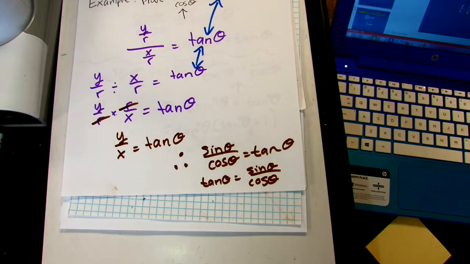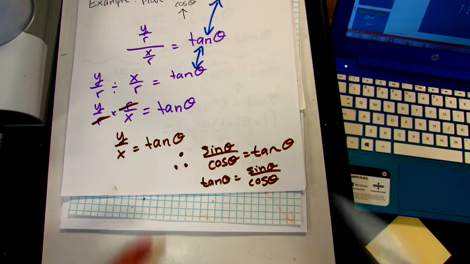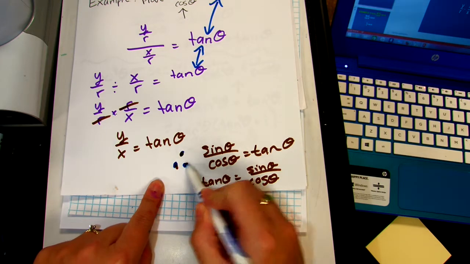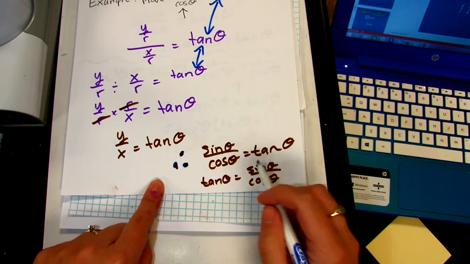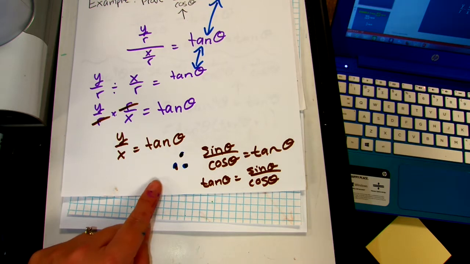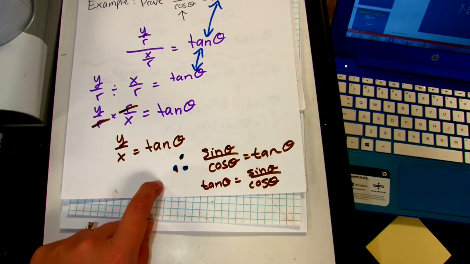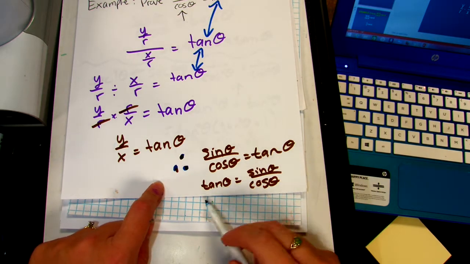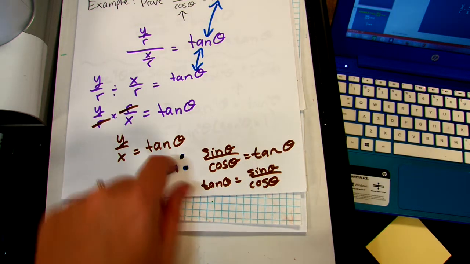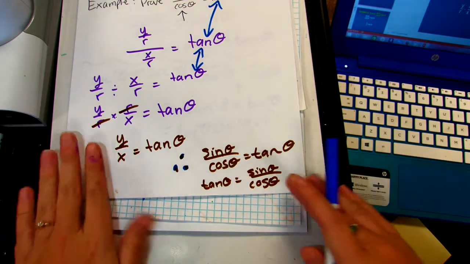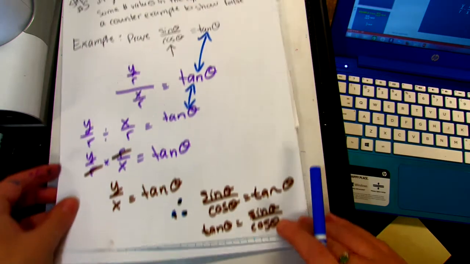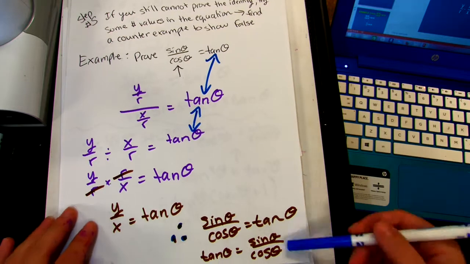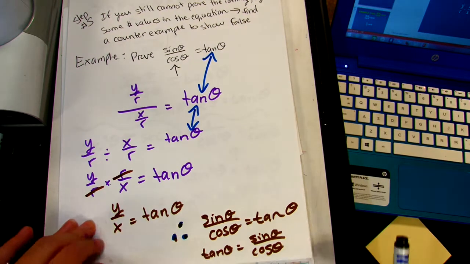Well, I know that the basic definition of tangent is y over x. So therefore, remember these three little dots mean therefore, sine over cosine is equal to tangent. And because I have proven it, I can now use the equality property and say this is reflexive. If sine over cosine is tangent, then tangent is equal to sine over cosine. And that's super helpful, because now anytime you see tangent, instead of writing tangent, you can write sine over cosine.